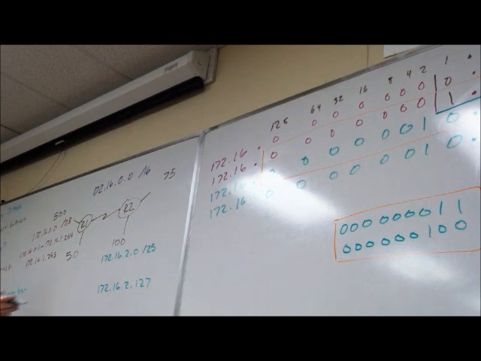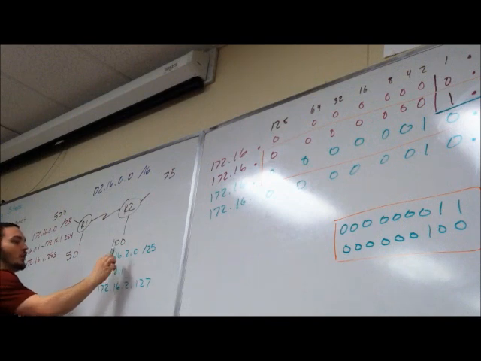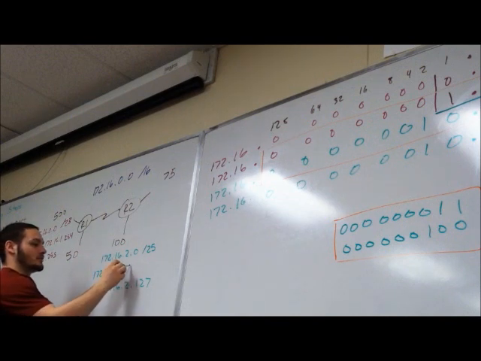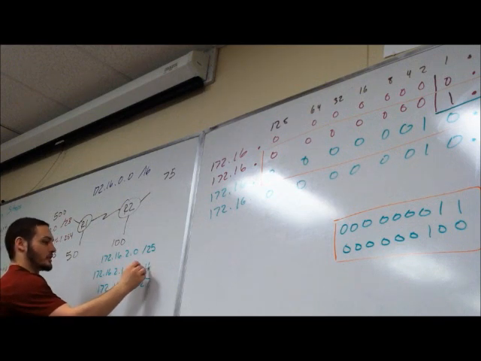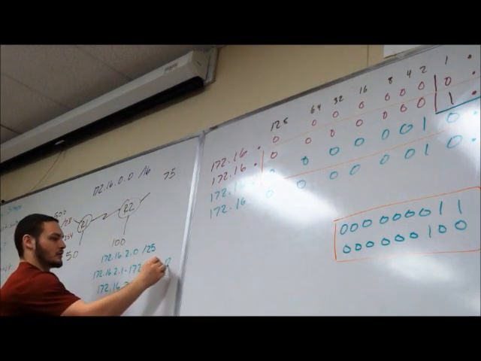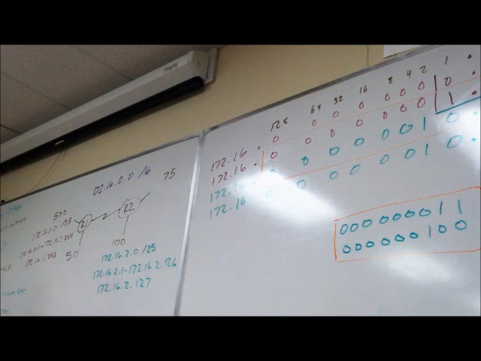So, what is our usable range? 2.1 to 2.126. Right, we just go one up from our network number, and then one less from our broadcast number. So we're getting there.